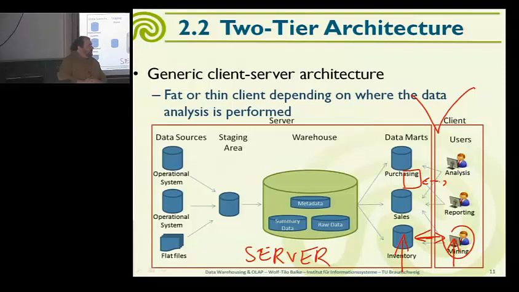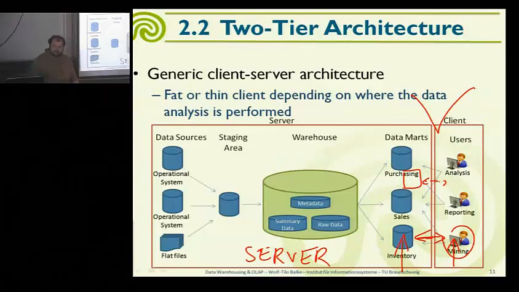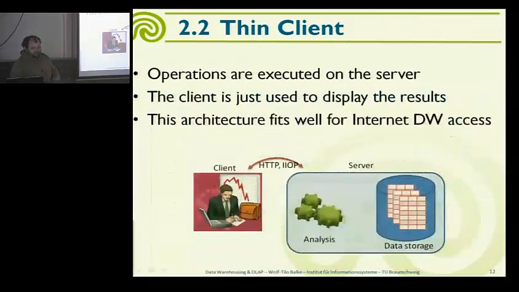And you have specialized hardware. For example, IBM's Netezza is one of these very expensive but very powerful servers that is able to perform a lot of these data mining tasks and do it in a very nice and very quick fashion, right? So these are basically the two-tier architectures. Thin client: operations are executed on the server. The client is just used to display the result. And if you have internet data warehousing access, if you want the mobility of the thing, right? You want to manage on the go, right? Then this is the right way to do it for you.